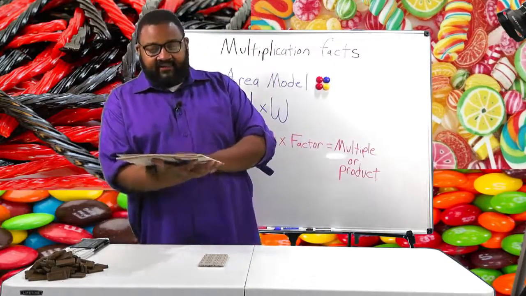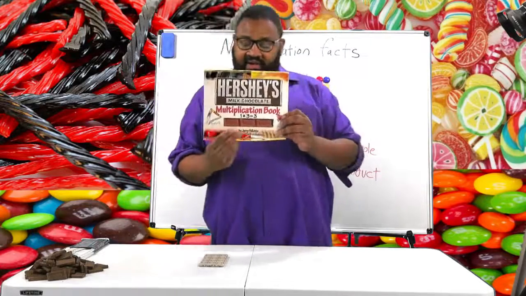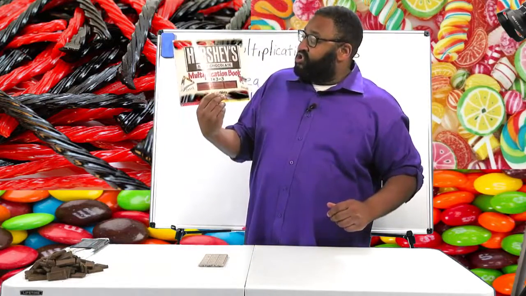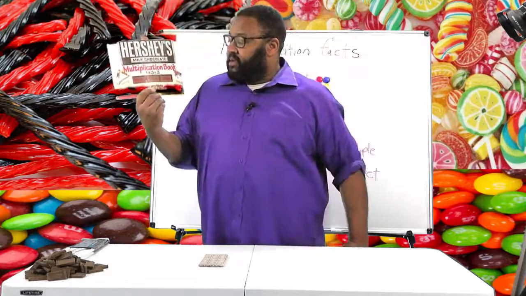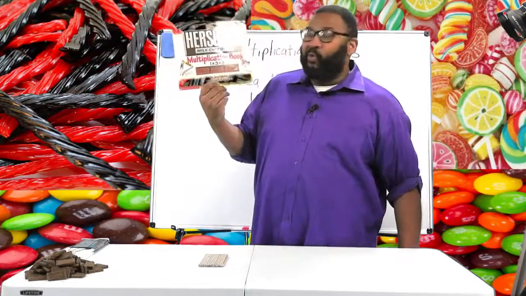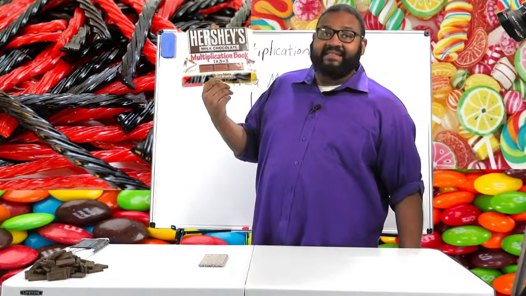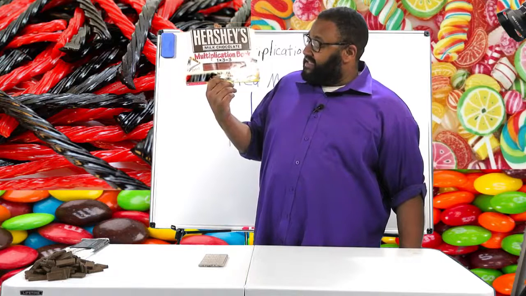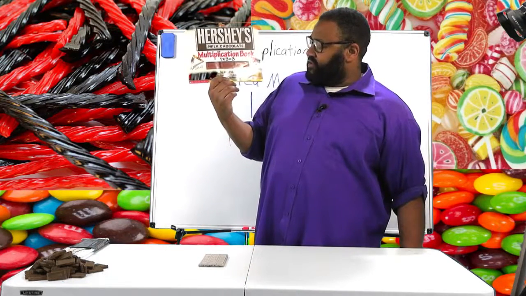Right now, I have our book that we want to talk about tonight. And what is it called? It's called simply the Hershey's Milk Chocolate Multiplication Book. And this is another book by one of my favorite math authors, Jerry Pallotta. Jerry Pallotta, illustrated by Rob Bolster. Oh man, they have a bunch of books like this.